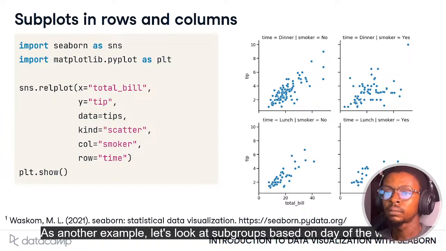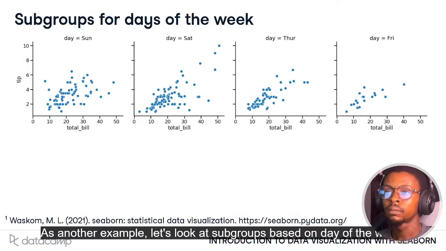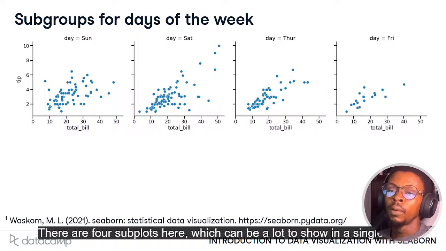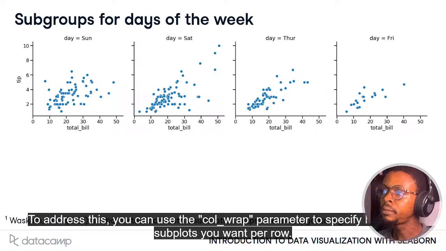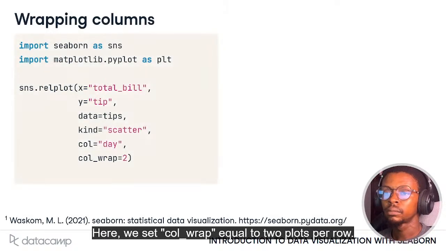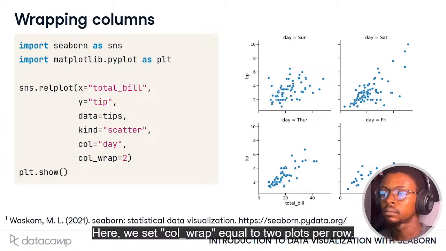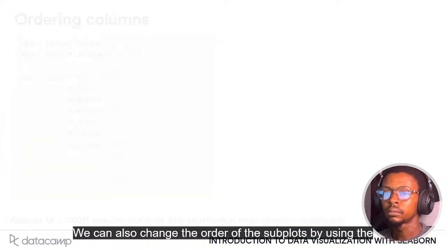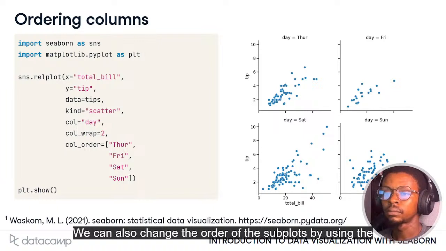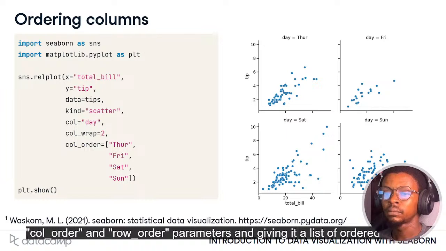As another example, let's look at subgroups based on the day of the week. There are 4 subplots here, which can be a lot to show in a single row. To address this, you can use the col_wrap parameter to specify how many subplots you want per row. Here, we set col_wrap equal to 2 plots per row. We can also change the order of the subplots by using the col_order and row_order parameters and giving it a list of ordered values.